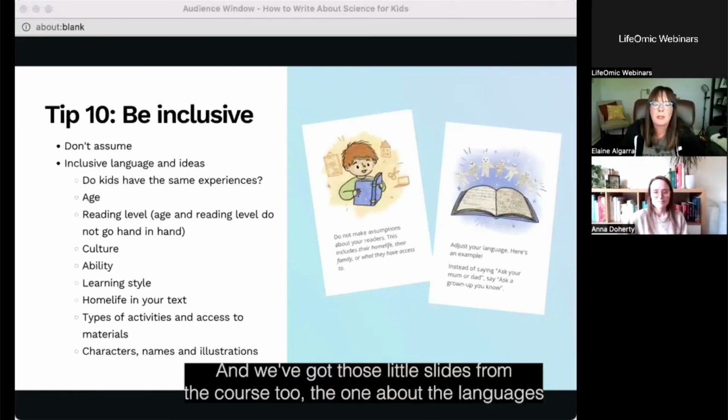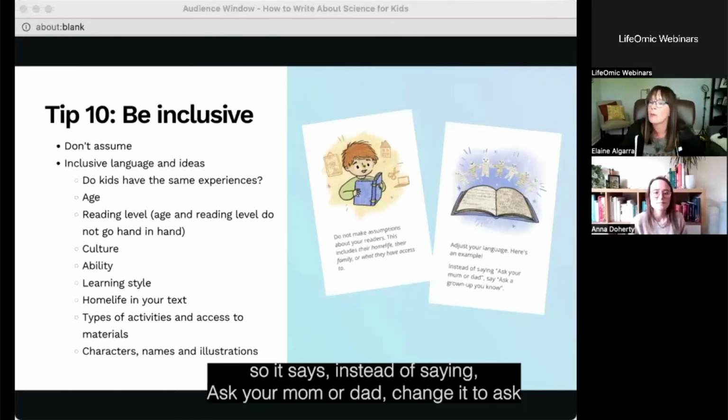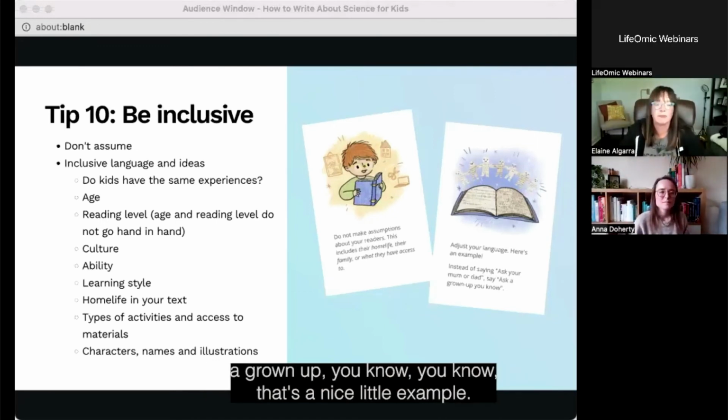Yeah, and we've got those little slides from the course too. The one about the languages I really like says, instead of saying ask your mum or dad, change it to ask a grown-up you know. That's a nice little example there.